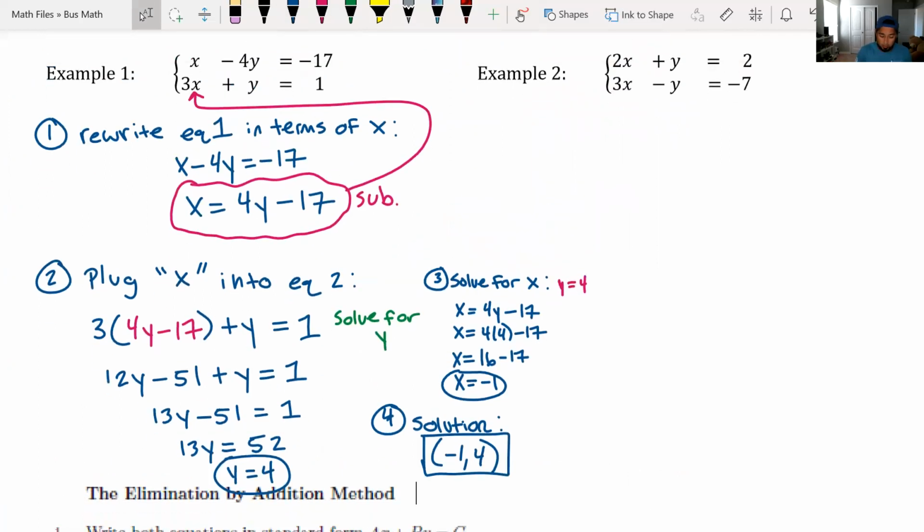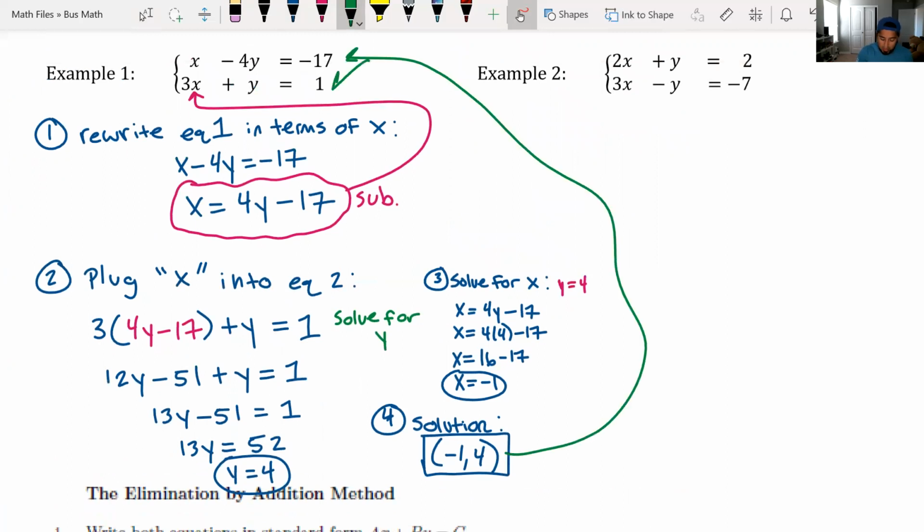And of course, how could you check your work? Well, you can take this point, plug it into either equation, and see if it's true. Negative 1 minus 4 times 4, yes, that's negative 1 minus 16, which would give me negative 17 for the first one. If I plug it into the second one, 3 times negative 1 is negative 3, plus 4, negative 3 plus 4 is 1. So our solution checks out. Now he did that all in his head. Yes, I did. Okay. So that is substitution.